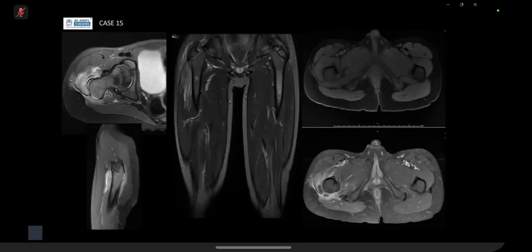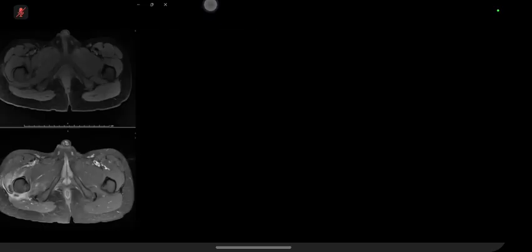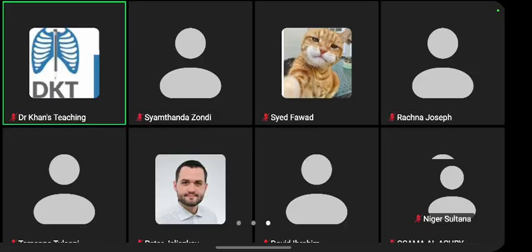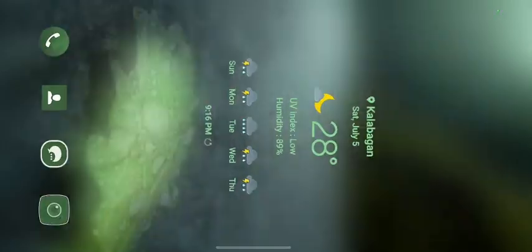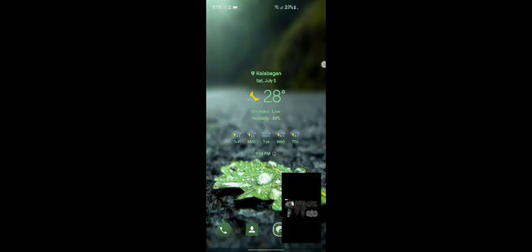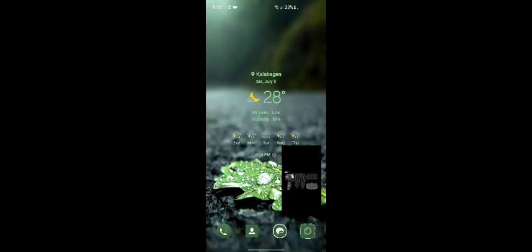This is an MRI image showing soft tissue edema at the right femur and greater trochanteric region, with muscle edema, soft tissue edema, and involvement of the cortex, which appear iso on T1 and hyper on T2.